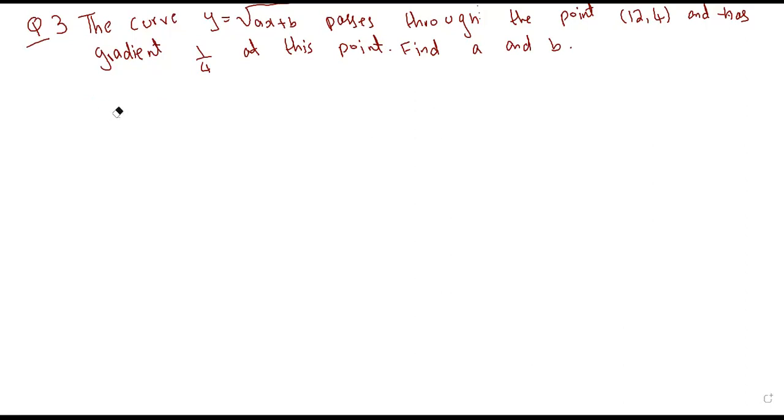I'll explain this to you. I'll give you some time. I want you guys to try this out. Okay. It says the curve y equals under root ax plus b passes through the point 12, 4 and has gradient 1 by 4 at this point. Find a and b. Okay.